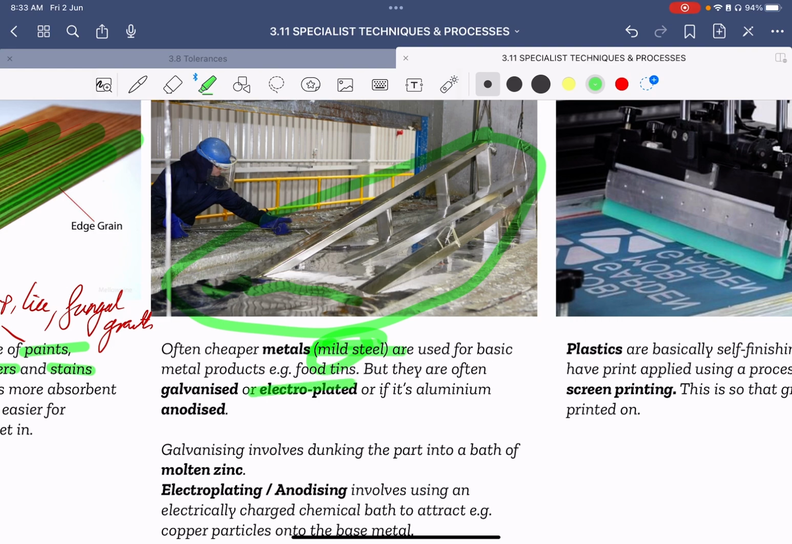Another word for that is galvanizing. Electroplating is slightly different, but galvanizing and dip coating are basically what this is. It's just hot dip coating, dipping into molten metal.